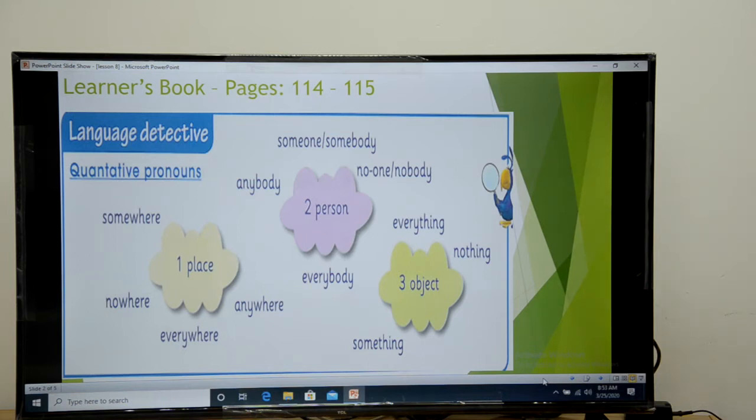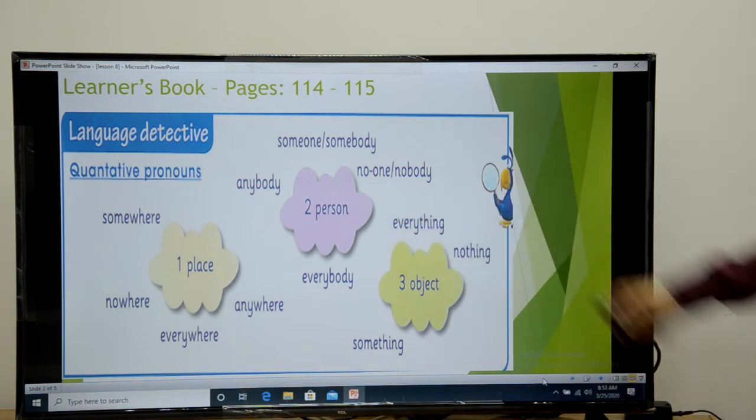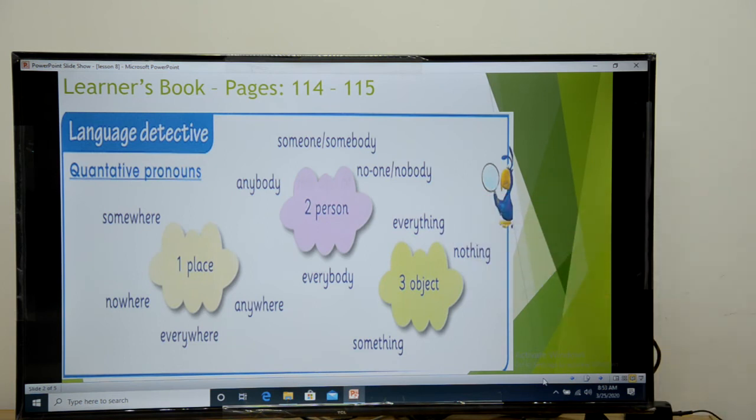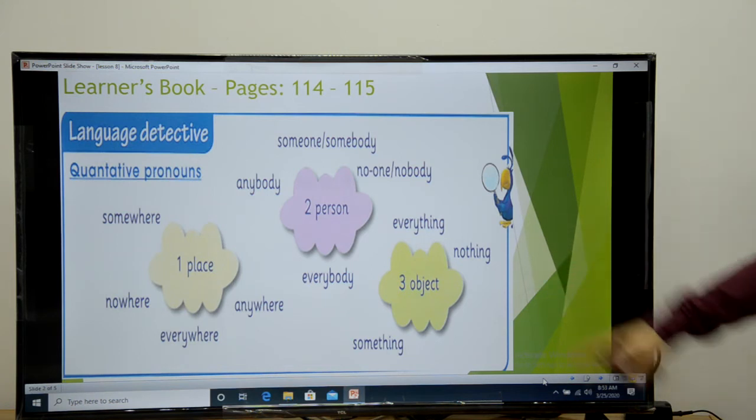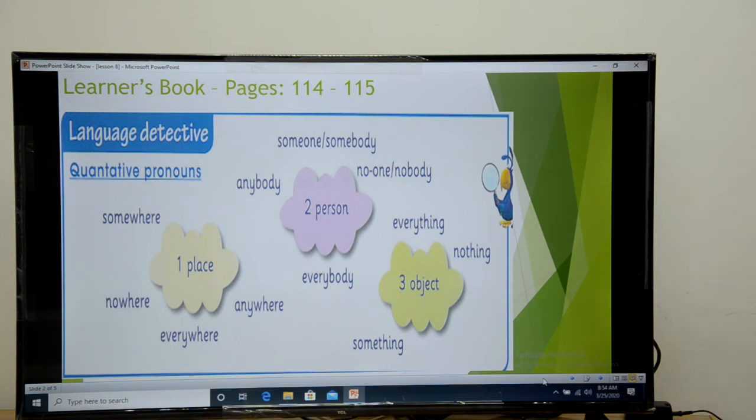So teacher, until now we mentioned two kinds of quantitative pronouns: quantitative pronouns of place and quantitative pronouns of persons or people. And the last part, the quantitative pronouns of objects or things. So it's clear now, teacher, we can say everything, something, nothing, and anything, like somewhere, everywhere, nowhere, anywhere. Teacher, we know the meaning. You don't have to say the meaning, the difference between them.